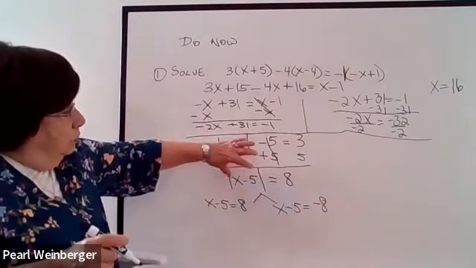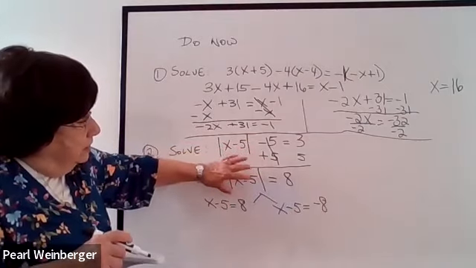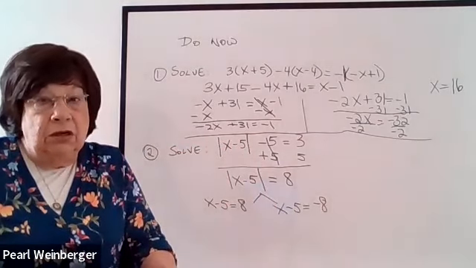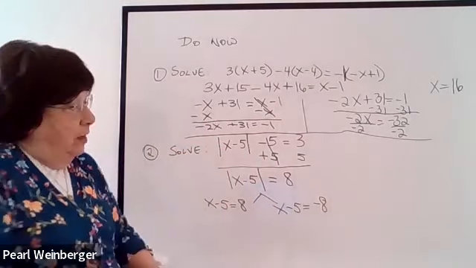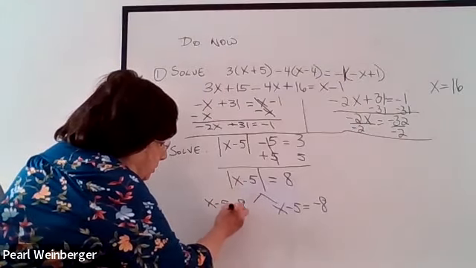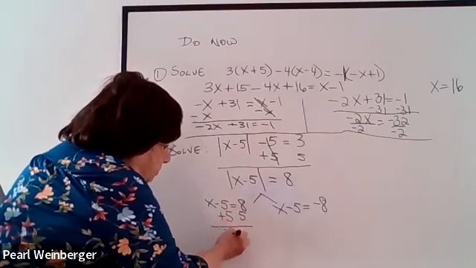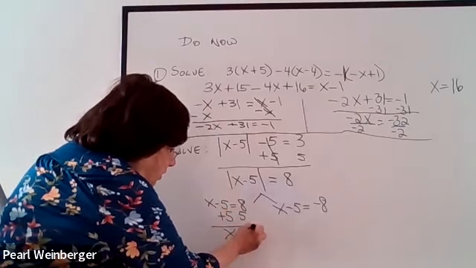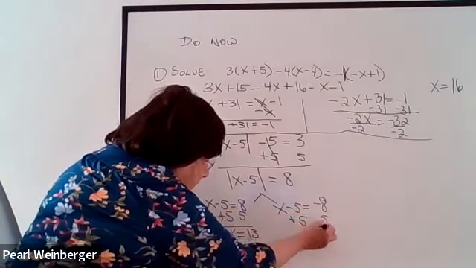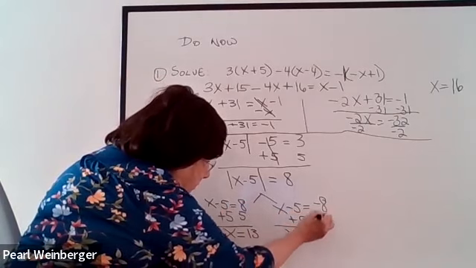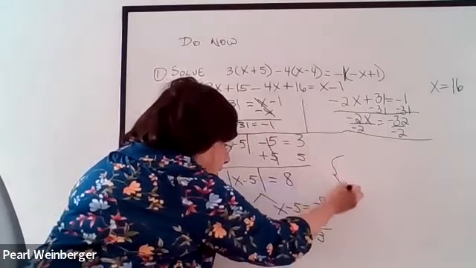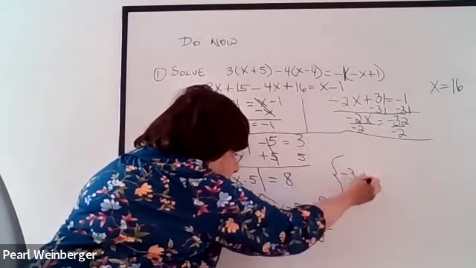Because what we're saying is the number that was originally inside this absolute value could have been either 8 or negative 8 in order to end up being positive 8 as an absolute value. And then we solve each of these. So I'm adding 5 to both sides here. This gives me X equals 13 as one answer. And adding 5 to this side gives me X equals negative 3. And my two solutions are the negative 3 and the 13.